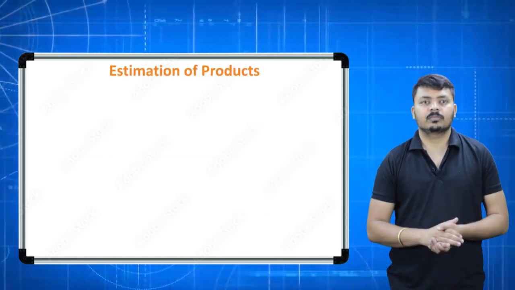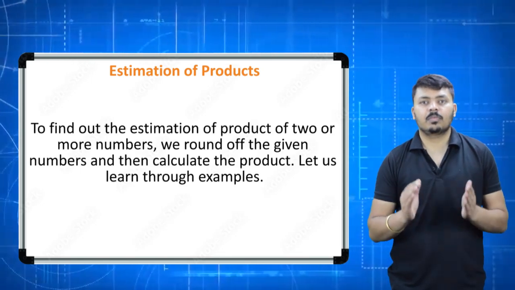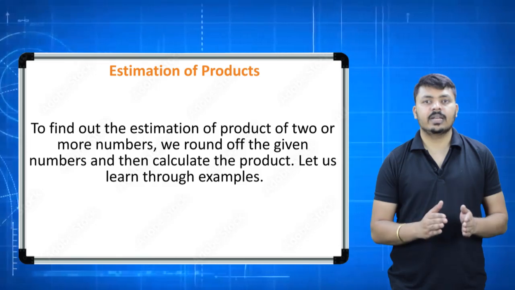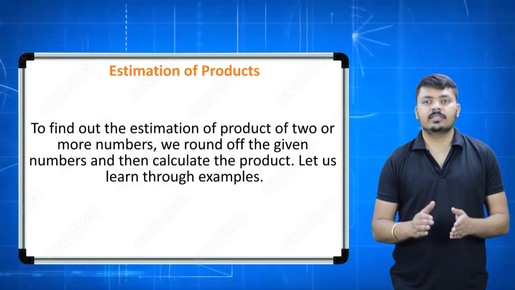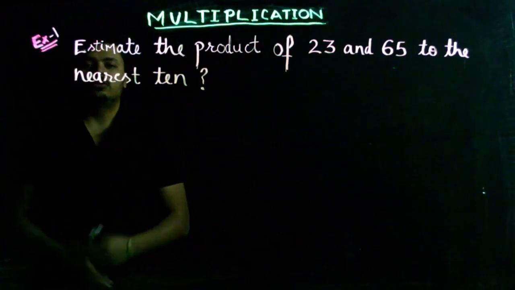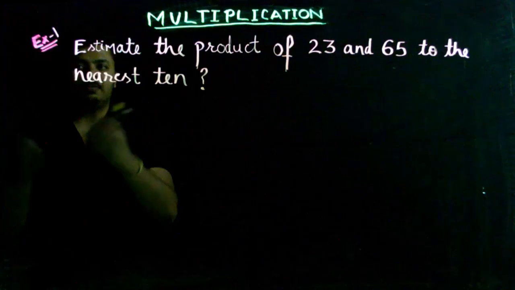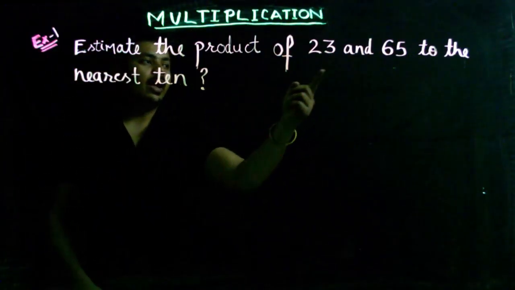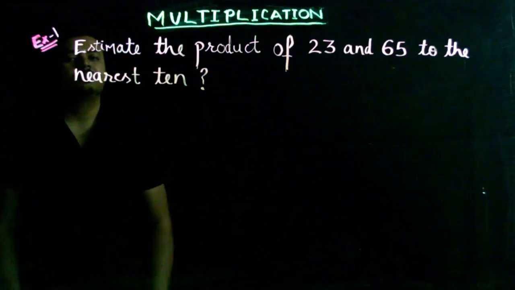Estimation of products. To find out the estimation of products of two or more numbers, we round off the given numbers and then calculate the product. Let us learn through example. So students, let's look at our example number 1. Estimate the product of 23 and 65 to the nearest 10.